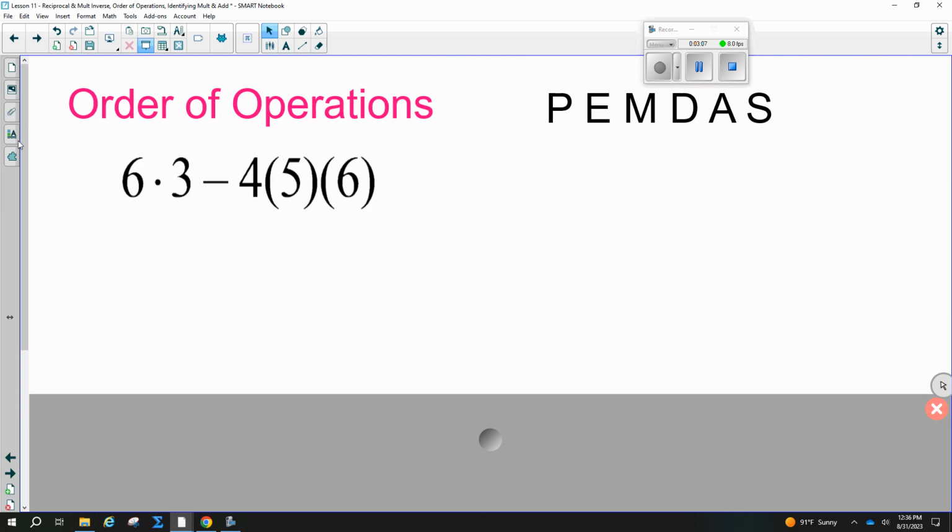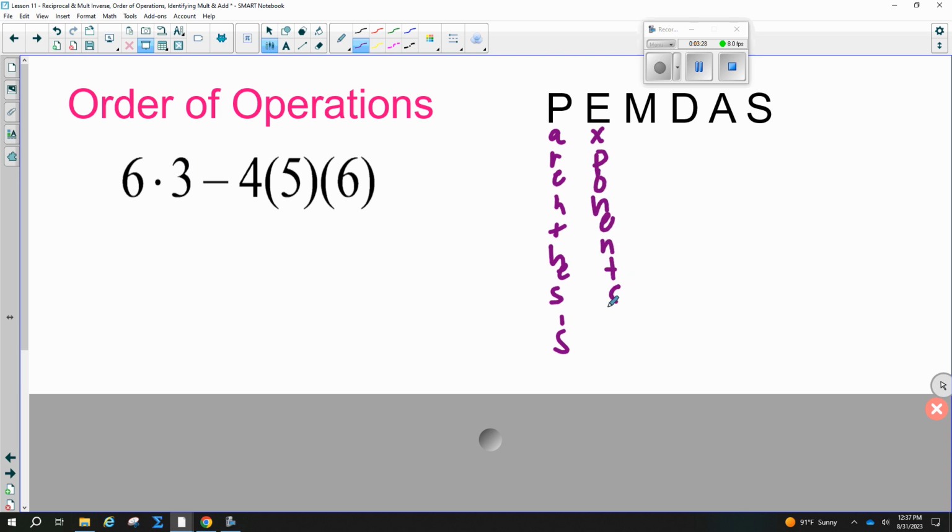All right, order of operations. So we'll start with a reminder of PEMDAS. What does the P stand for? Yes, this stands for parentheses. What does the E stand for? Good job. Exponents. So first do parentheses, then do exponents, if there are any.